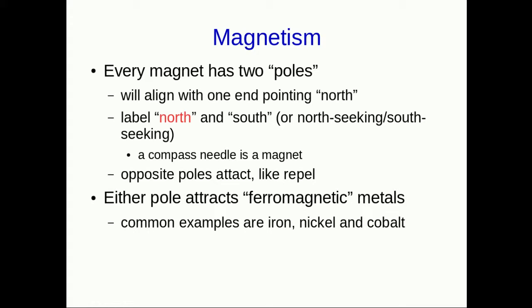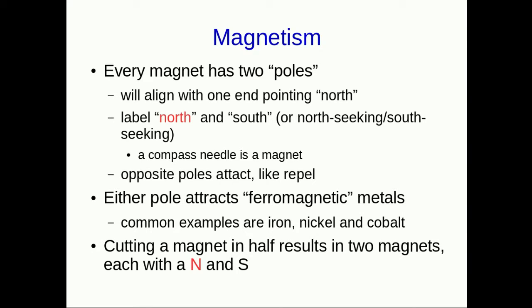So I see two misconceptions. First of all, some students think that a magnet will attract any metal. But the other thing I often see is that students sometimes think that the North Pole will attract and the South Pole will repel a metal. But that's not true. Either North or South will attract a ferromagnetic metal.